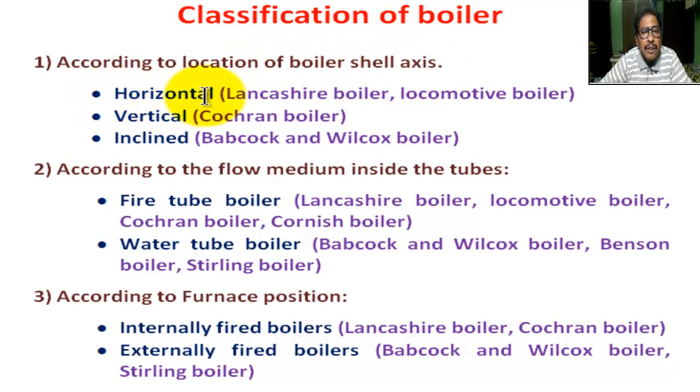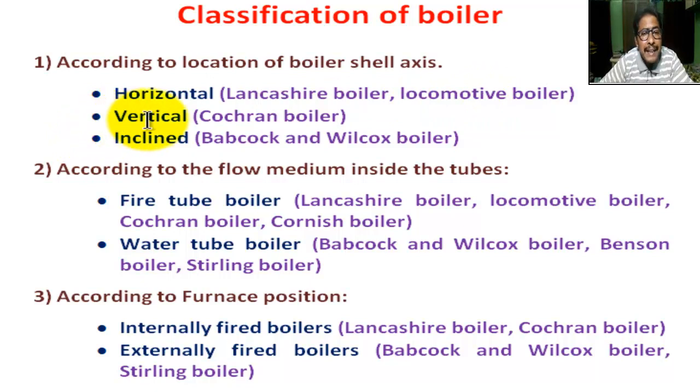Horizontal boiler. Horizontal boiler means when the axis of boiler shell is horizontal, then the boiler is called horizontal boiler. Horizontal boiler can be inspected and repaired easily, but occupies more floor space. Example: Lancashire boiler, locomotive boiler.